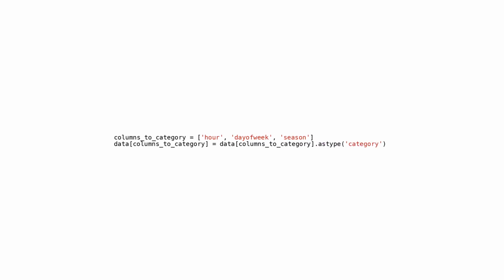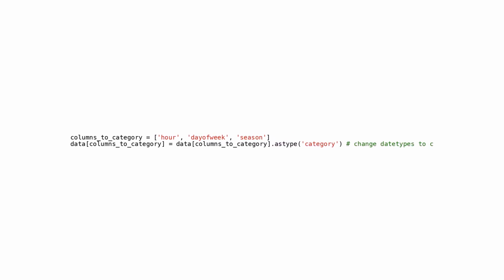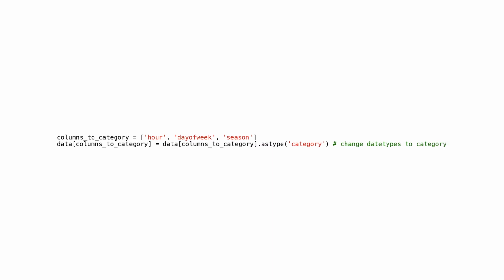This Python code converts 3 columns of a data frame, hour, day of week, and season to a categorical data type. Categorical data type is suitable for finite categories. This conversion can improve memory efficiency and benefit certain data analysis or machine learning tasks that treat categorical data differently from continuous data.